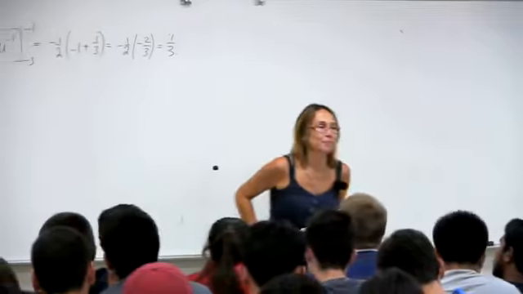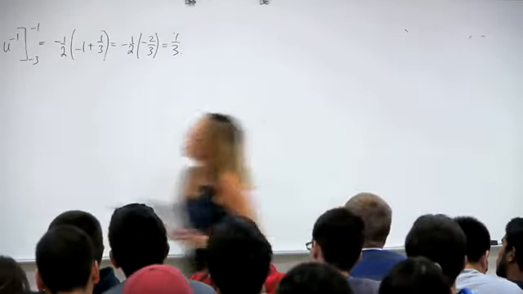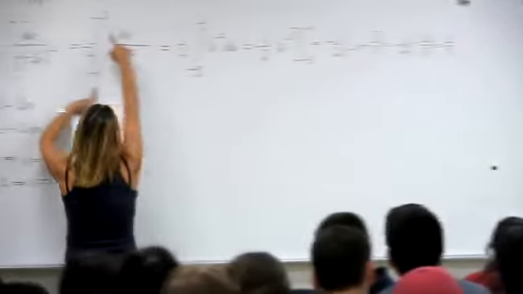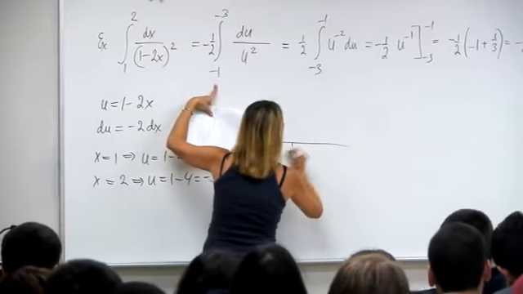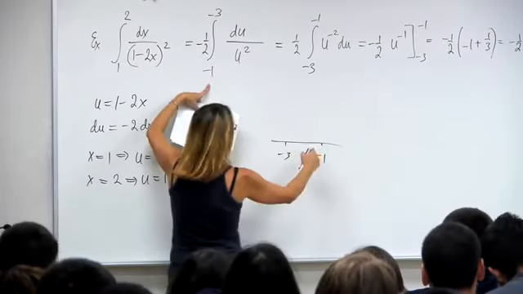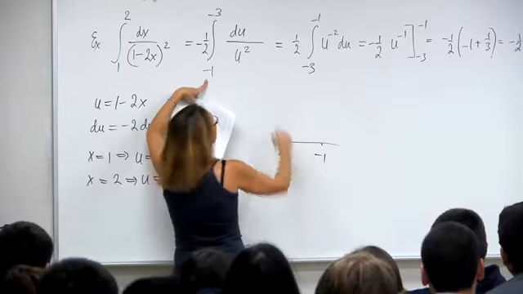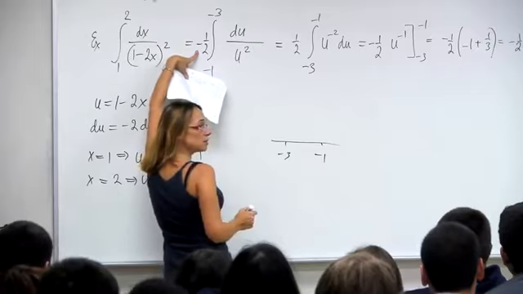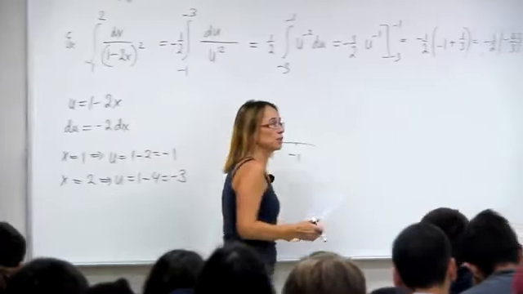Question: why did you switch the minus 1 and minus 3? I didn't have to, but I'm usually uncomfortable going from right to left. I go from minus 1 to minus 3, so I flipped them, and I got rid of the minus sign. That's all. I didn't have to do that, actually.